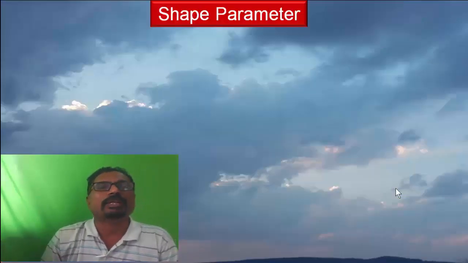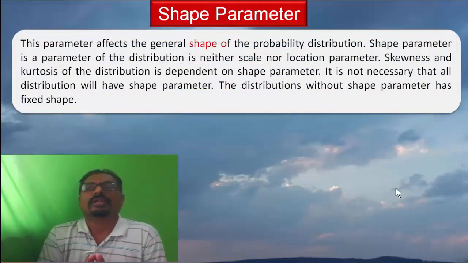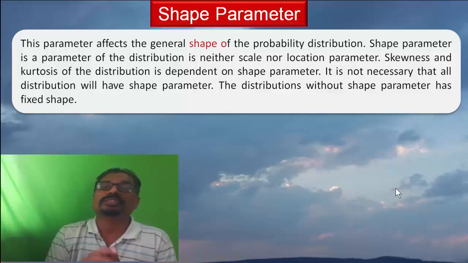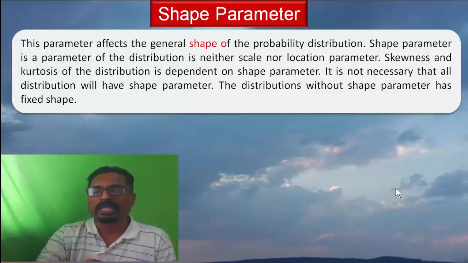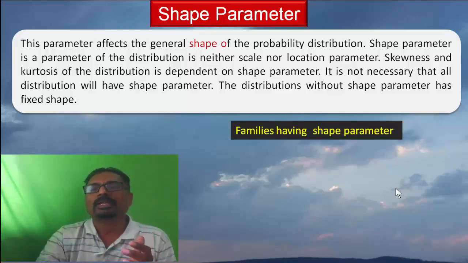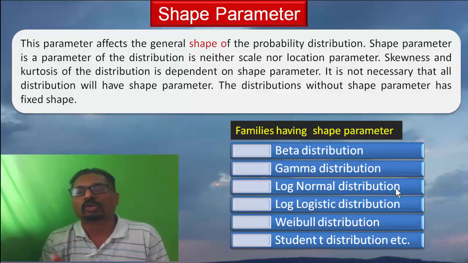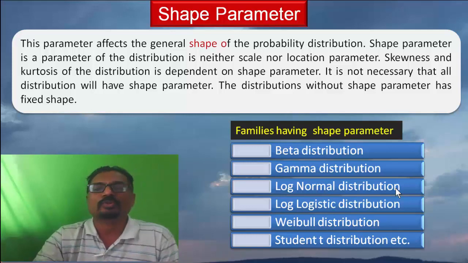Now we can see the shape parameter. This parameter affects the general shape of the distribution. A shape parameter is a parameter of the distribution that is neither a scale nor a location parameter. Skewness and kurtosis of the distribution depend on the shape parameter. It is not necessary that all distributions have a shape parameter. A distribution without a shape parameter has a fixed shape. Some examples of families with a shape parameter are the beta distribution, gamma distribution, log normal distribution, log logistic distribution, Weibull distribution, and student t distribution.